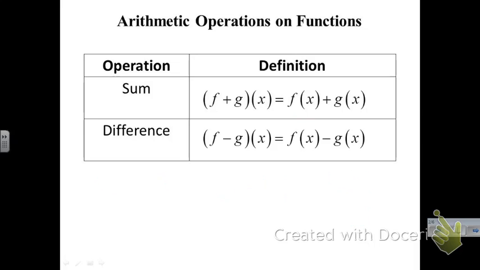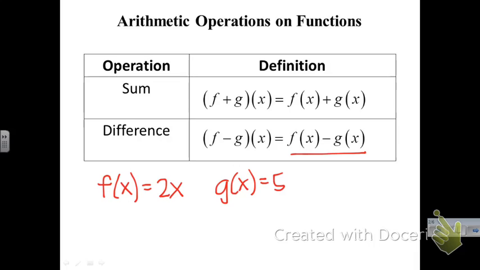The difference says that you're going to subtract. So, for example, if I have f of x equals, let's say 2x, we'll use a variable this time, and g of x equals 5, then this tells us we're going to subtract them, and you would take 2x, because it's the first one, f of x, and you would subtract g. And because these aren't like terms, you would just leave it 2x minus 5.